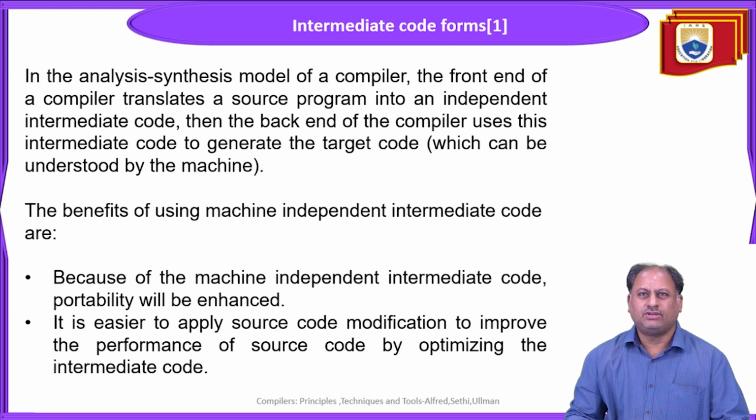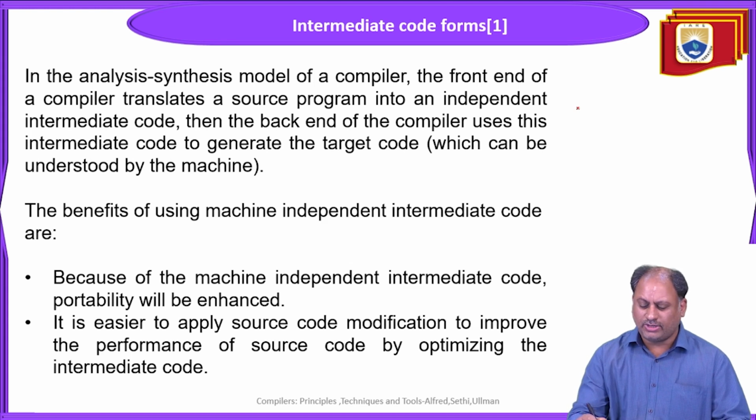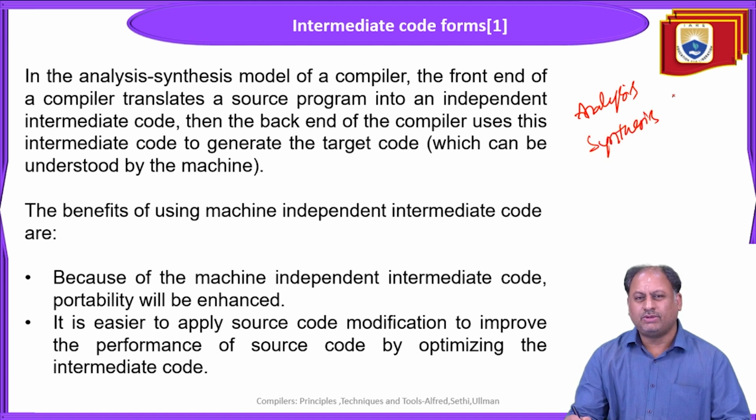Now in this model, the two parts of a compiler, analysis part and synthesis part, can be described as follows. The first part is analysis and the second part is synthesis. That means the first 4 phases come under the analysis part and the remaining 2 phases come under the synthesis part. Whatever code is generated by the analysis phase is given as input to the synthesis part, and the synthesis part accepts that input and then generates an output code.